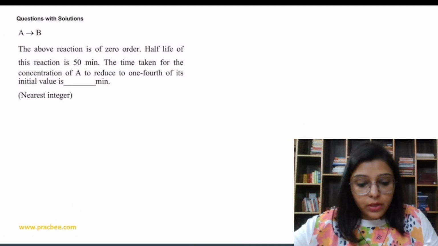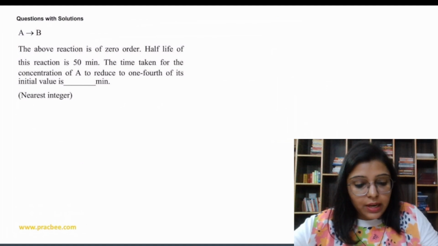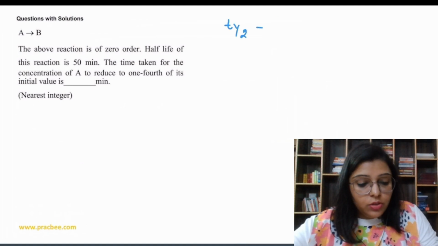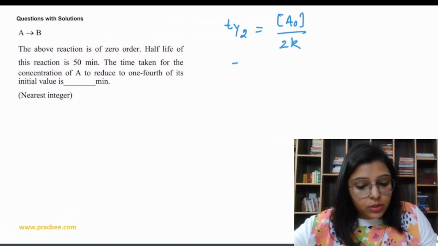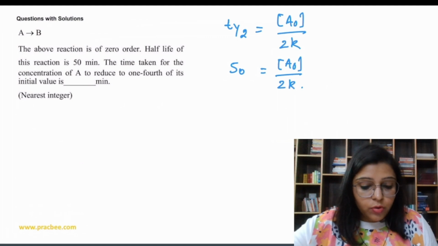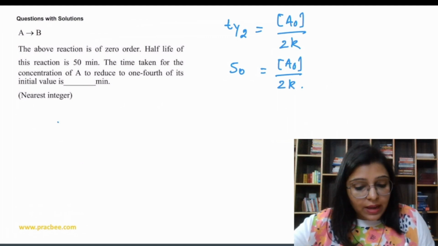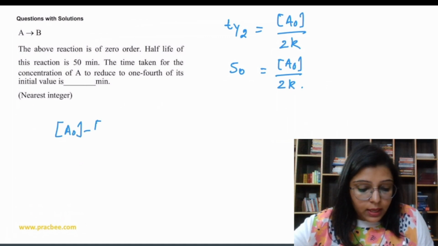A gives B. So the above reaction is of zero order. The half life of the reaction is 50 minutes. So for zero order, T half is equal to A naught upon 2K. Fine. So this is 50. The question asks for the time taken for the concentration of A to reduce to 1/4 of its initial value. So we have A naught minus A equal to KT.